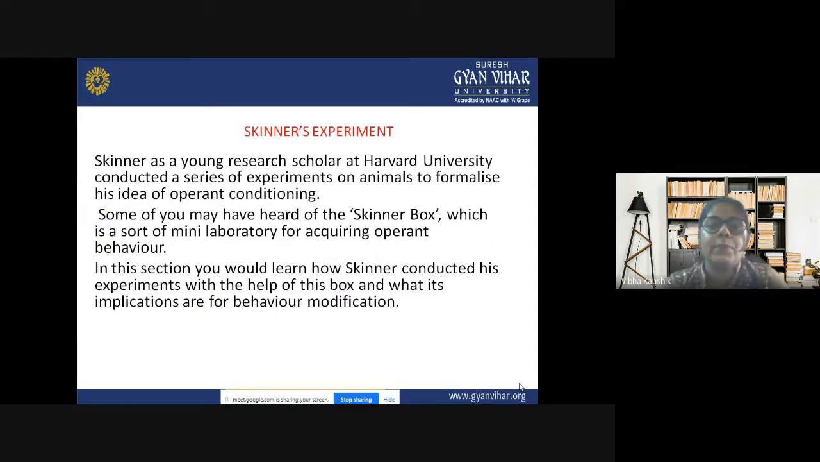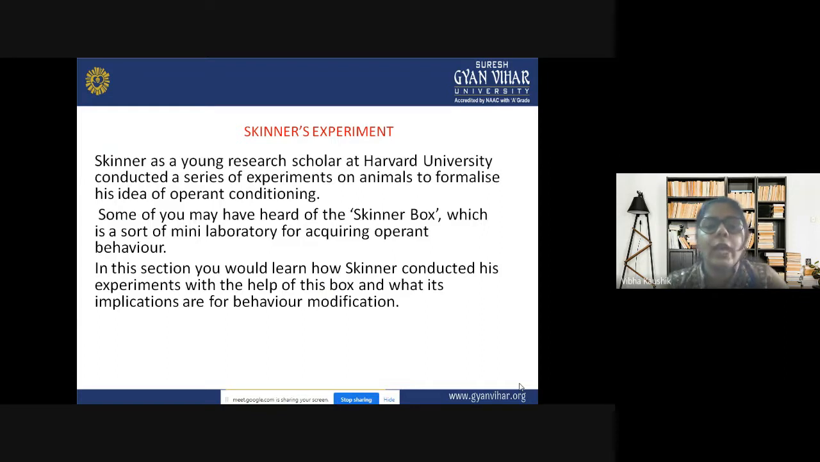Now, Skinner's experiment. Skinner, as a young research scholar at Harvard University, conducted a series of experiments on animals. He conducted a number of experiments on animals only so that he could formalize his idea of operant conditioning.